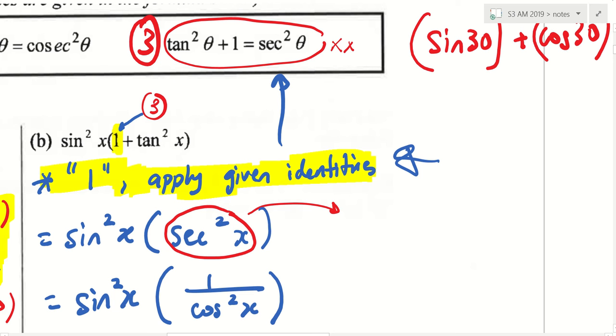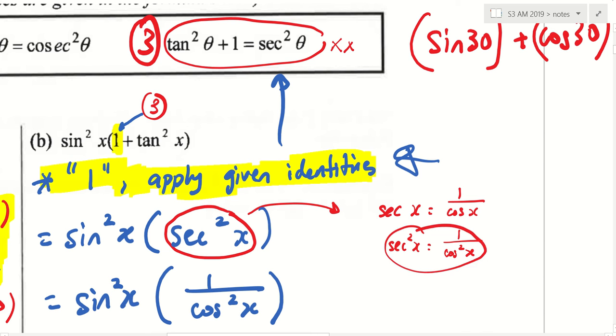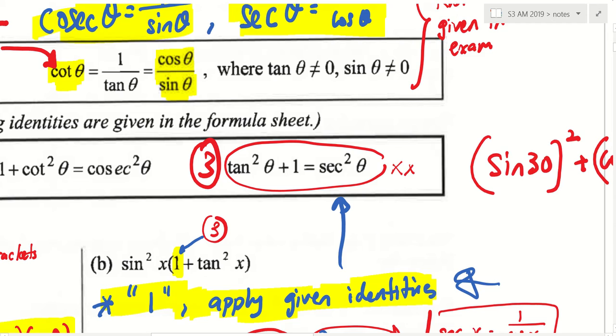Secant x is equal to 1 over cosine x. Then what about secant square x? It will be 1 over cosine square x, like that. So you use this to convert. This one is given; it's the one that you need to remember. Let's look up again. See the yellow thing? Secant x equals 1 over cosine x.